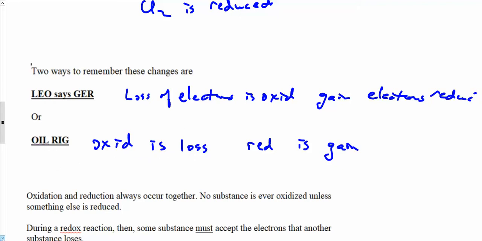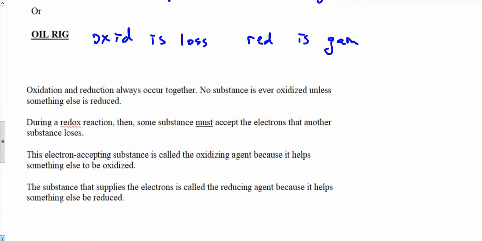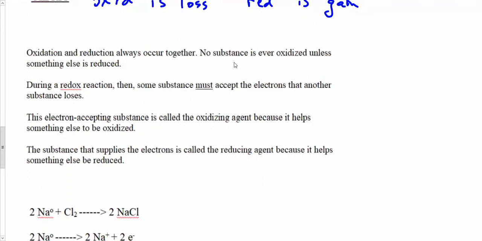Next up, these reactions will always occur together. No substance is ever oxidized unless something else is reduced. If something is being oxidized and giving up electrons, we need those electrons to go somewhere. And that's why I need reduction, because reduction would accept those electrons in. So during a redox reaction, some substance must accept the electrons that another one loses. This electron accepting substance is called the oxidizing agent.